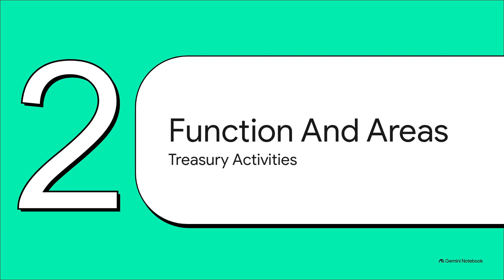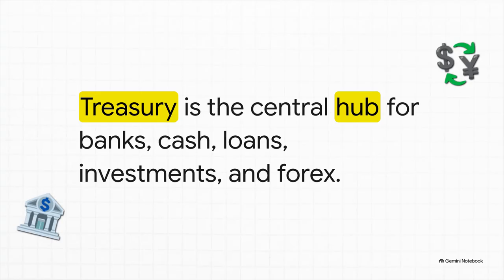Moving right along to Section 2, Treasury function and areas. Let's talk about what these teams actually do day to day. You can really think of the Treasury Department as the beating heart of the company. It's the central hub interacting with banks, cash, loans, investments, and forex. Money and data are constantly flowing back and forth between the Treasury and all these internal and external elements. Literally, nothing in a business happens in isolation from this hub.